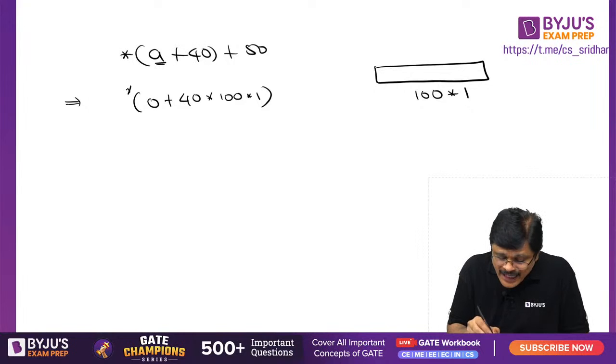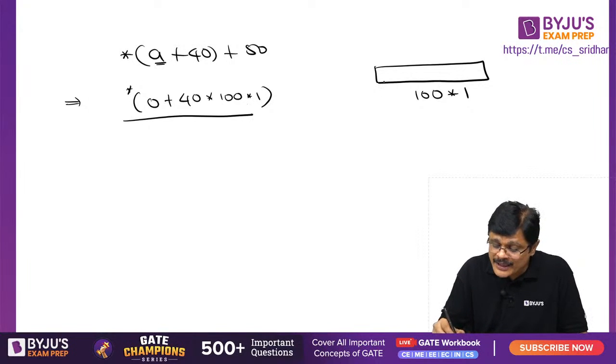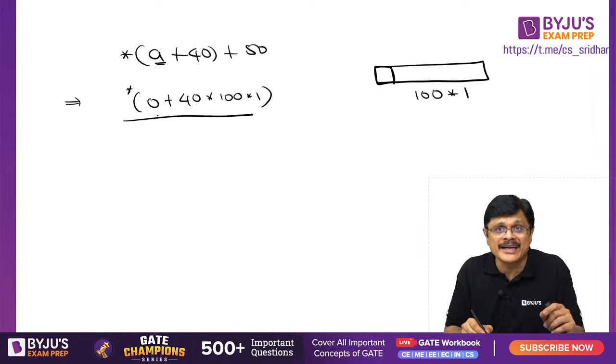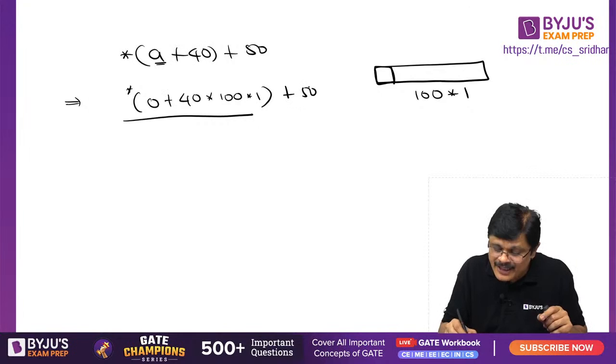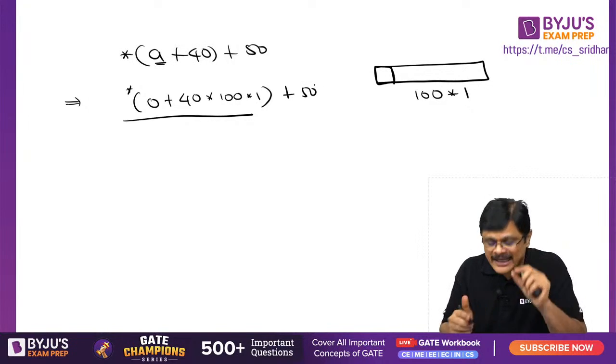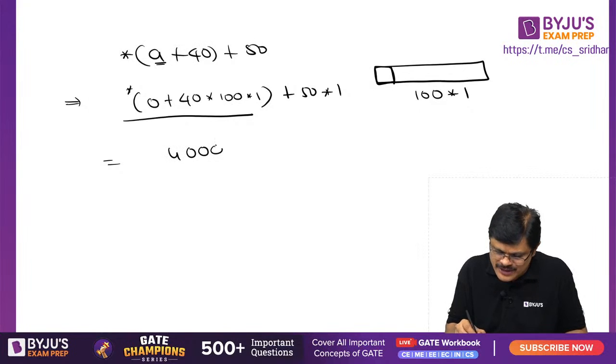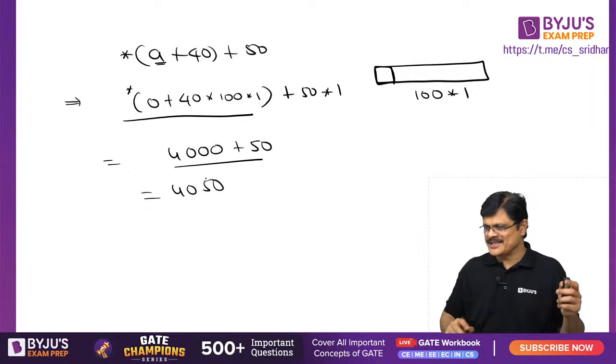Now when you put star, it becomes just a pointer to integer, a pointer to character. Now it becomes a pointer to character. So when you do plus 50, it is just the size of character. What is the size of character? 1. So what happens? It becomes 4000 plus 50. So 4050 would be the answer for this.